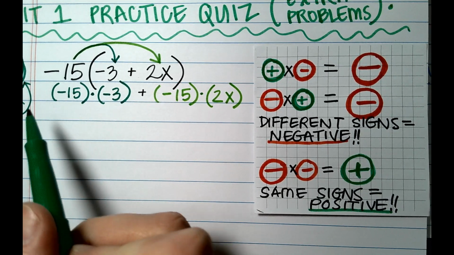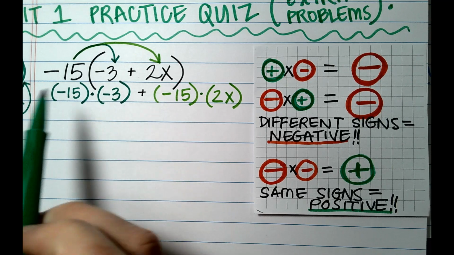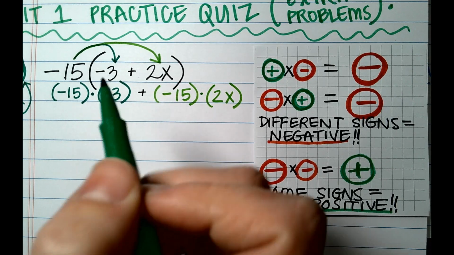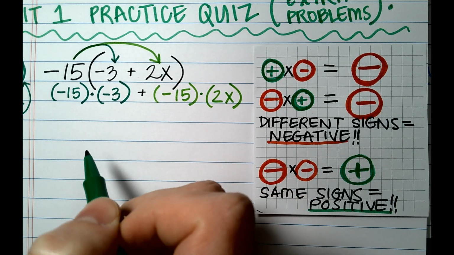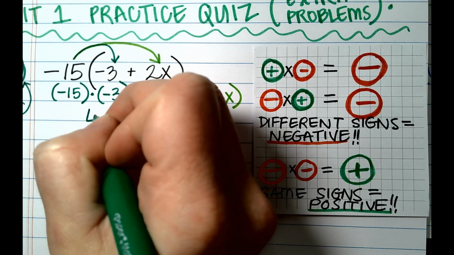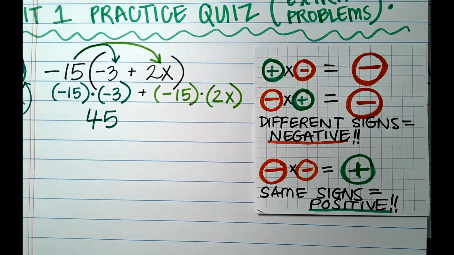And you can use your calculator if you need to, but you might know it. What is negative 15 times negative 3? 45. Good. Perfect.